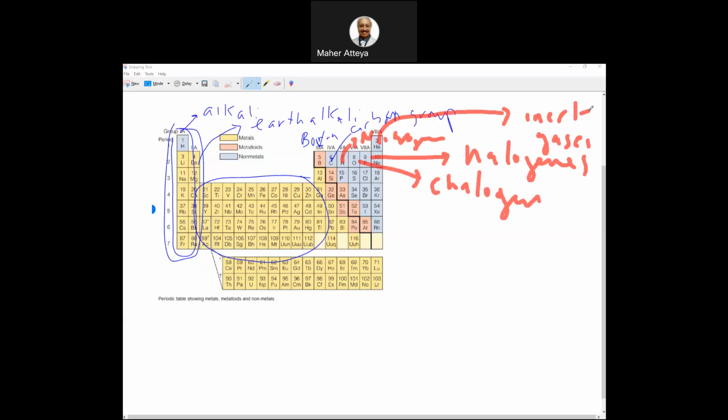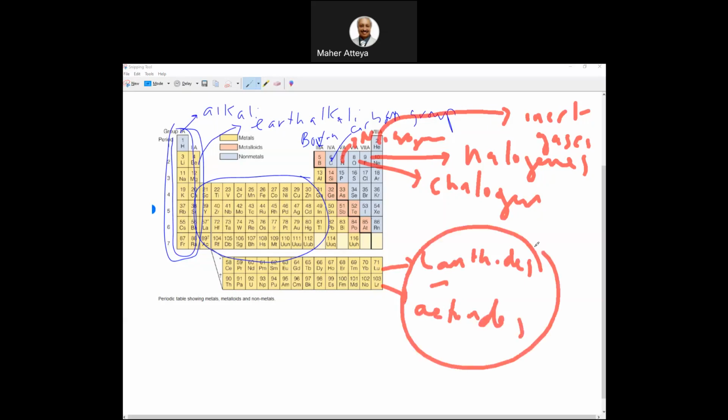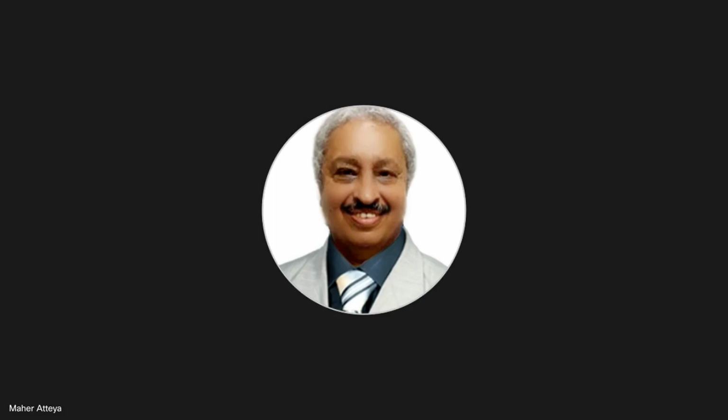So it has unique names. This group here is called lanthanides, and this group is called actinides. The lanthanides and actinides are mostly named after the scientists who discovered them, or the city or the lab they were discovered in. So this is just an idea of what's going on with this periodic table. Any other question you have about the periodic table, or do we go in depth in looking at this?